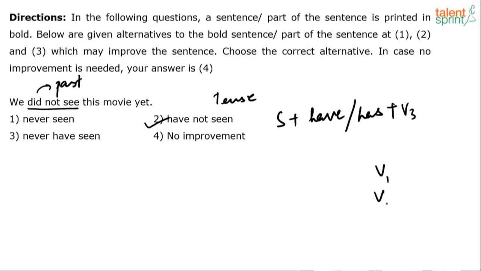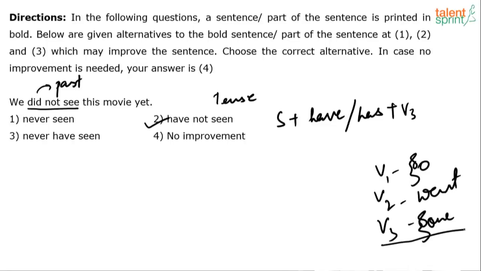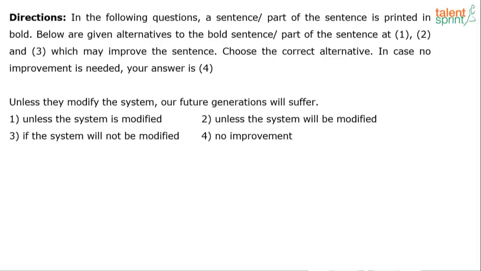Let's say this is V1, V2, V3. V1, let's take it as go form, went form, and gone form. So in present perfect, we use the V3 form, which is the gone form, plus object. Okay, so we have not seen the movie yet, right? That is the correct answer. So option number 2 is the improvement that has to be made in this question. Okay. Let's move on to the next question.